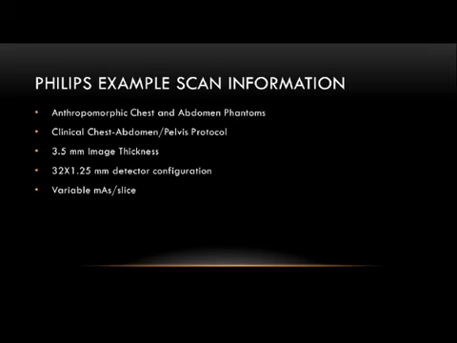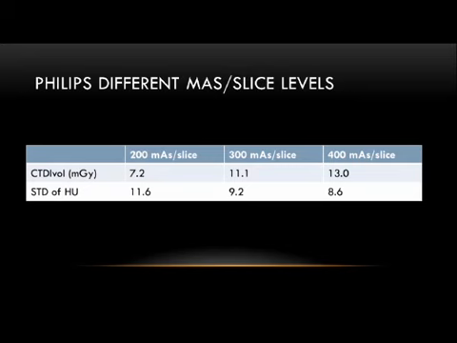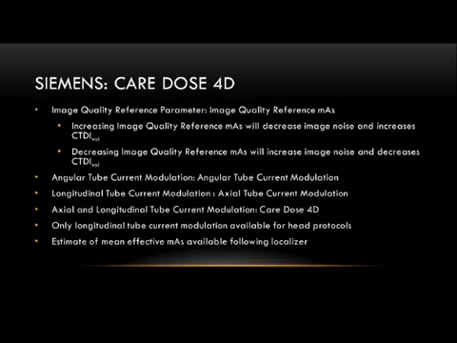Again, here's a scan example, same kind of setup. This one actually was 32 by 1.25 detector configuration. So changing the MAS per slice, going up from 200 to 300 to 400, seeing changes in the standard deviation of the Hounsfield units in this uniform region, and seeing the average CTDI vol for the scan increasing as you increase MAS per slice. Siemens, their system is called CareDose 4D.